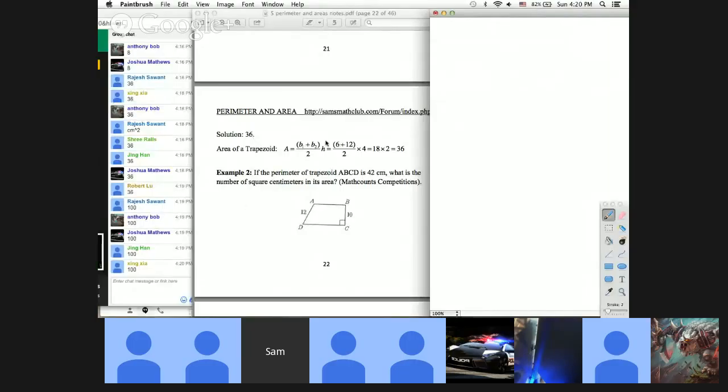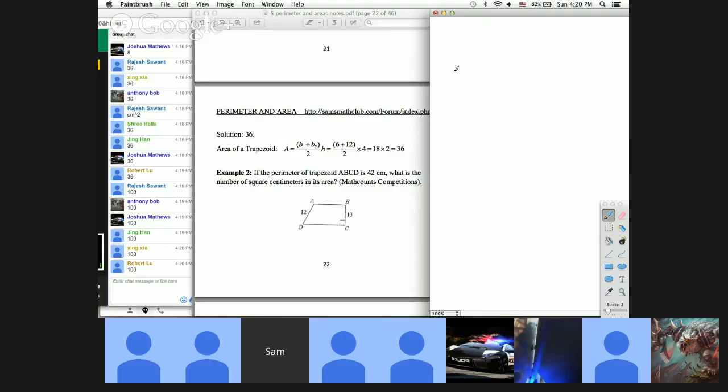Good job to everybody who got 100. That's the correct answer. So this one is kind of like a two-step. First off, you know the perimeter is 42. And you know that the area of a trapezoid is base 1 plus base 2 times height divided by 2. But you don't have base 1, and you also don't have base 2. But what it does give you is base 1 plus base 2.